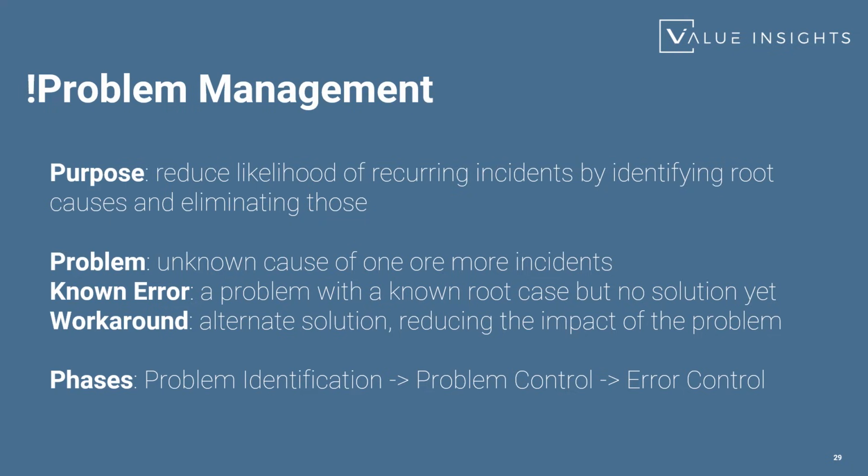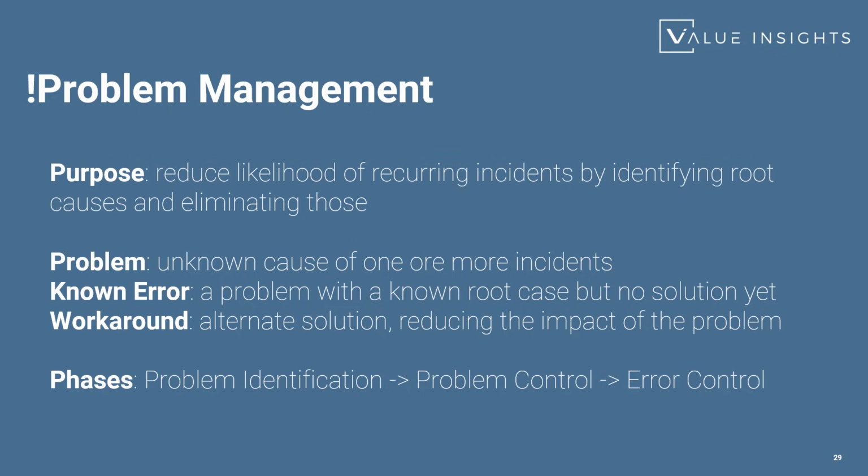Known errors are problems where the root cause has been found, because it is only a problem as long as the root cause is unknown, right? By definition, you can see it on a slide. So if we know, we need to call it differently, and the name is known error. Okay, so it's a problem with a known root cause, but we don't have a solution yet.